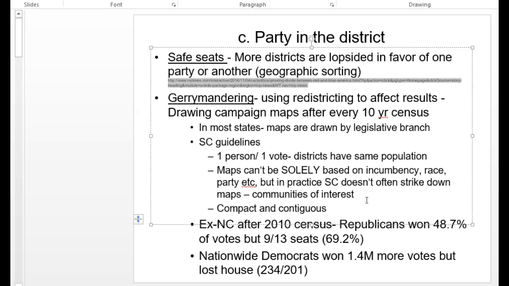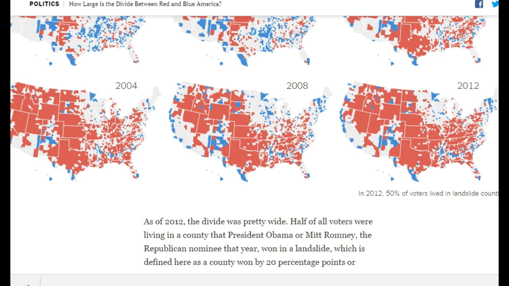But in practice, the Supreme Court doesn't really like to strike maps down. And so we often see these things as being a very important factor, because they're hard to distinguish in many cases from what we call communities of interest, which is a reason that the Supreme Court accepts for the maps to be drawn. So let me show you how this looks. Let me show you just a couple of things here.